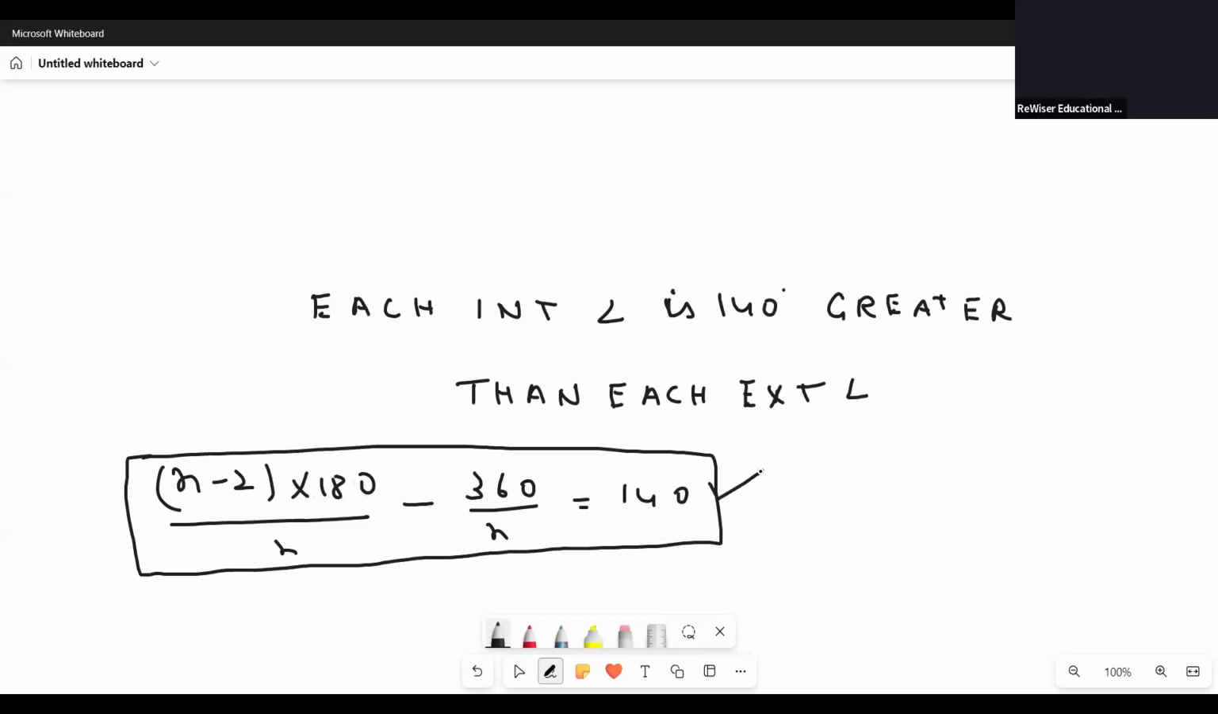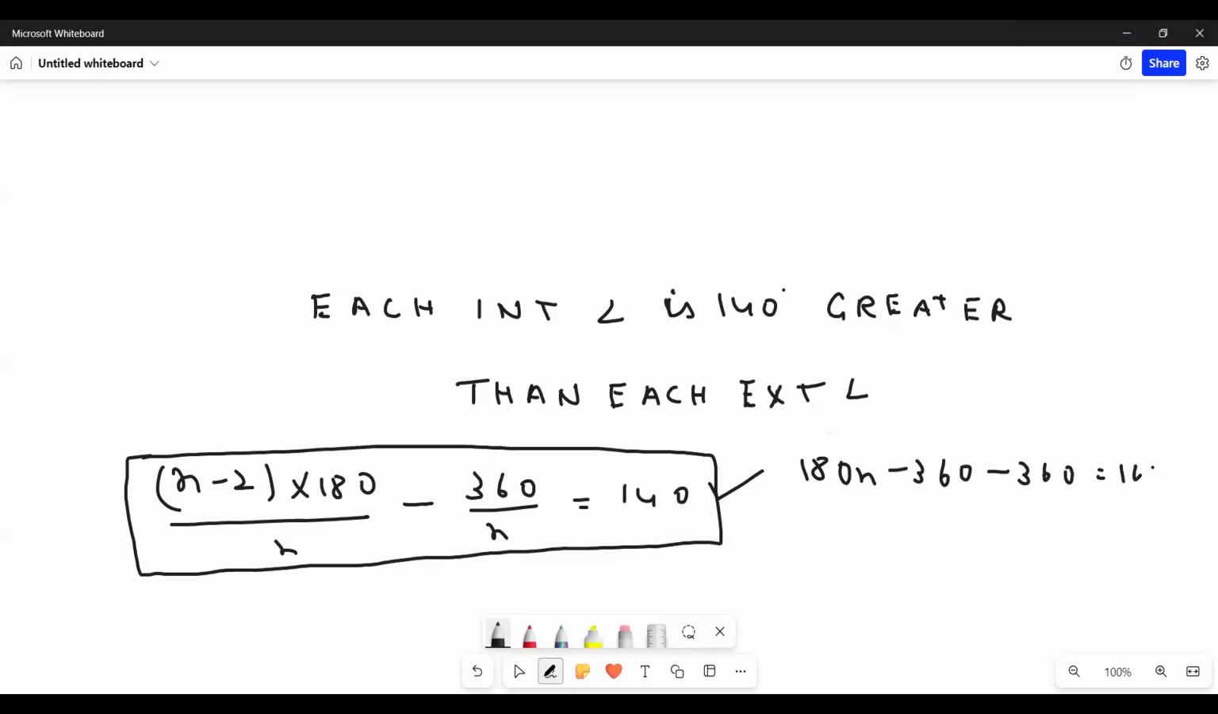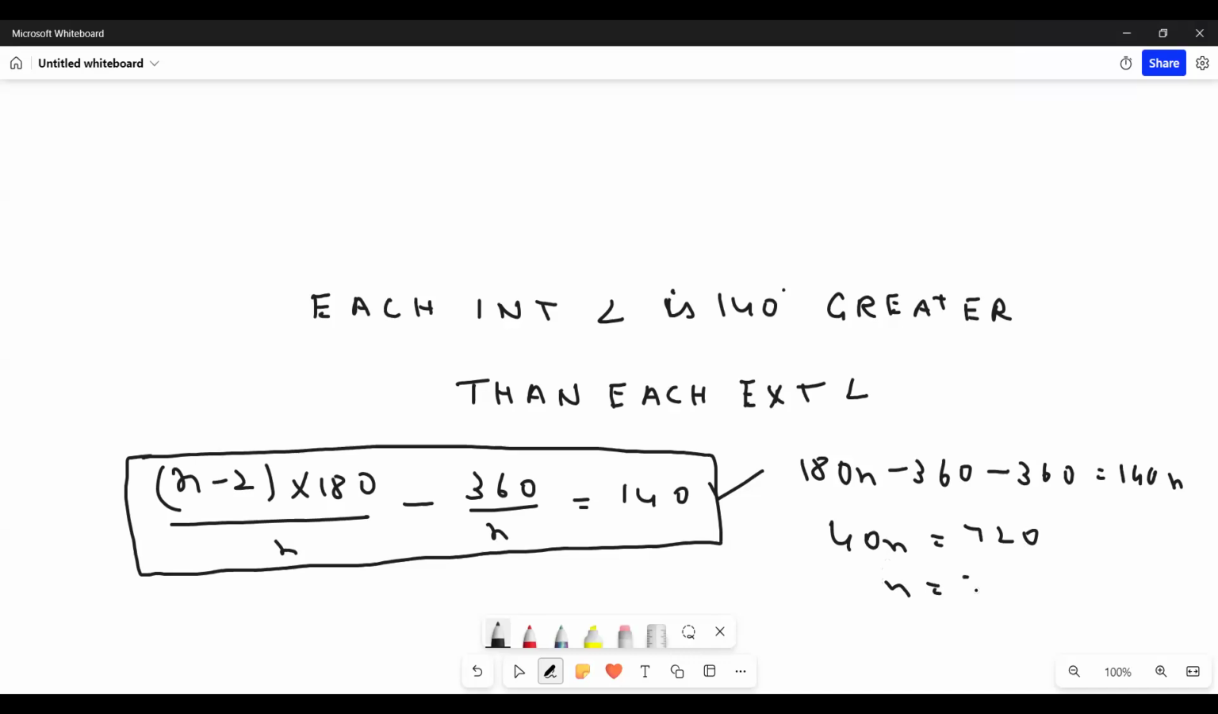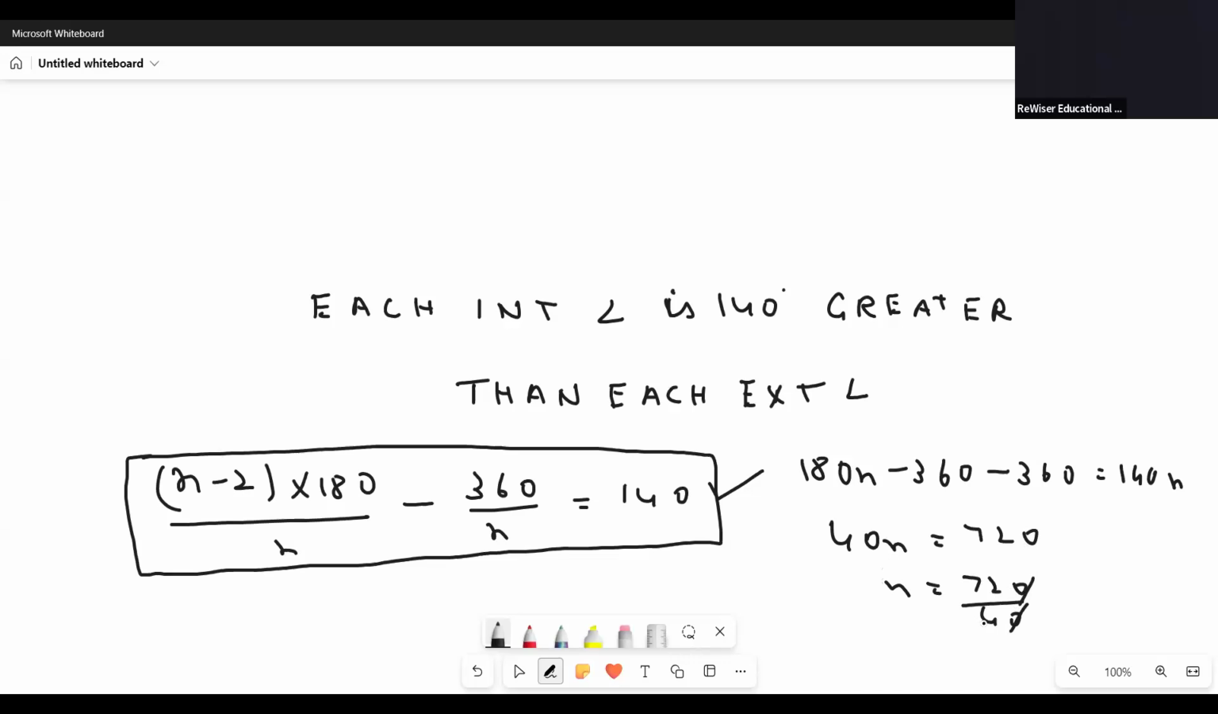Try this and tell me the answer. I'm not able to do this. Can you try? So see here. If I just open the brackets, I get 180n minus 360, and then minus 360, and that should be equal to 140n. Any doubts? If I take an LCM, it should be n, right? Now that means 40n must be equal to 720, right? How much should n be? 18. Perfect.